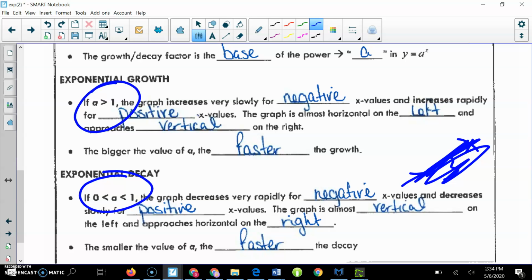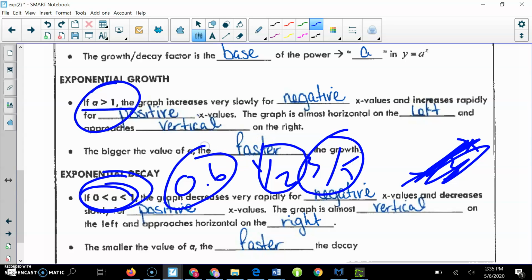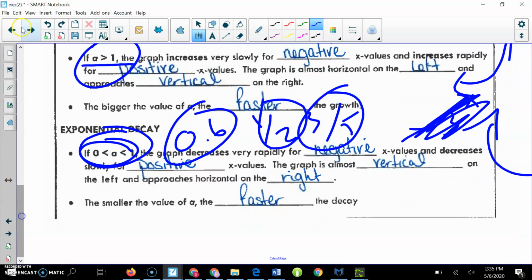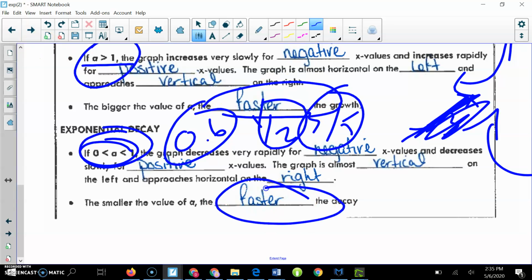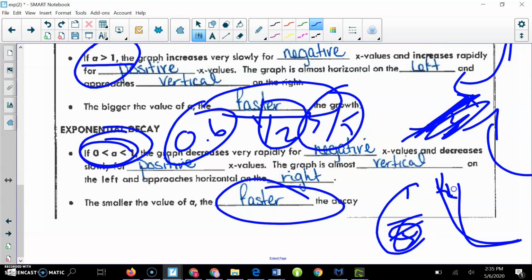But you'll have numbers that are big, bigger than 1, 2, 3, 1.6, 9.4, whatever. Those are growth. If it's between 0 and 1, so 0.6, 1/2, 3/5, and all those numbers are less than 1 but bigger than 0, then you have decay. Okay, this guy's growth, that one's decay. That's it. The bigger the base, the faster the growth, and the smaller the base, the faster the decay. Okay, so again, 1/5 will be steeper than 1/2 because the 5 is bigger than the 2.